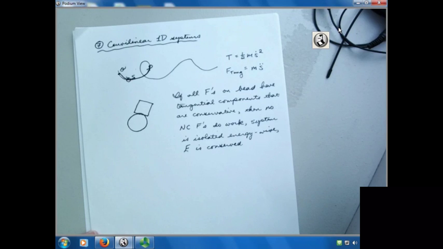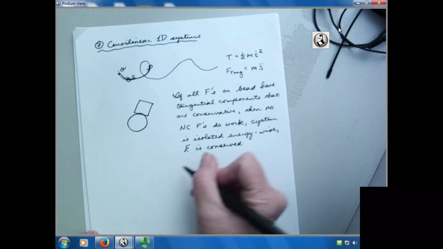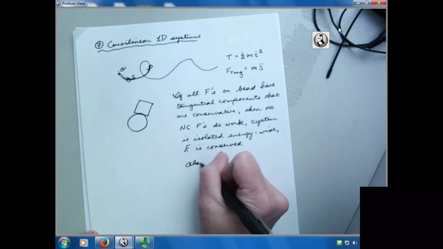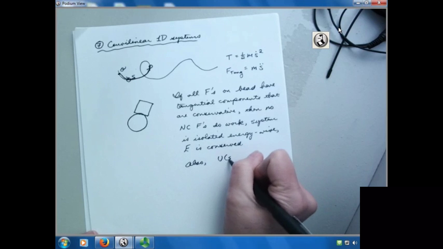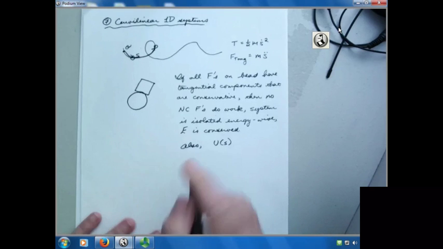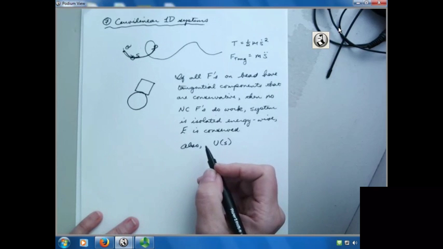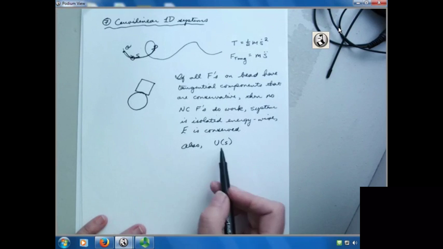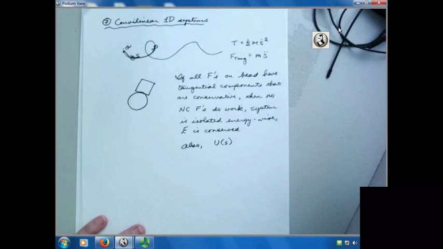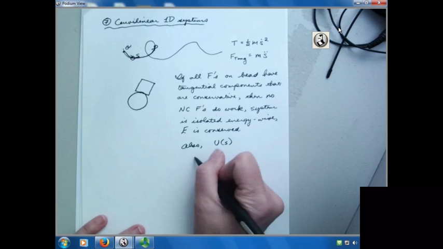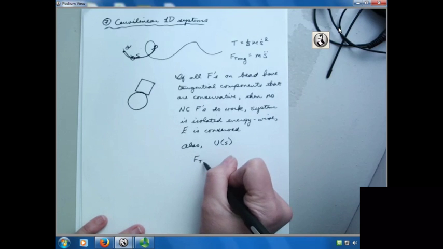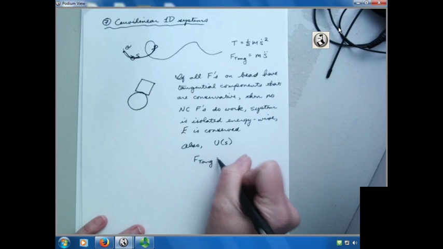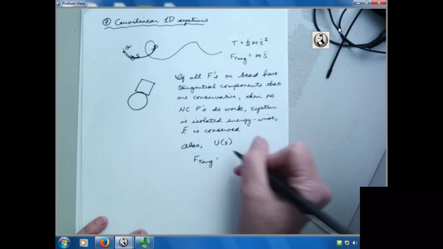I can also, in that case, write potential energy as a function of that one variable. And that should be possible. And in that case, if I had that maybe as an analytical function, then the tangential net force on my bead must be equal to minus dU/ds.